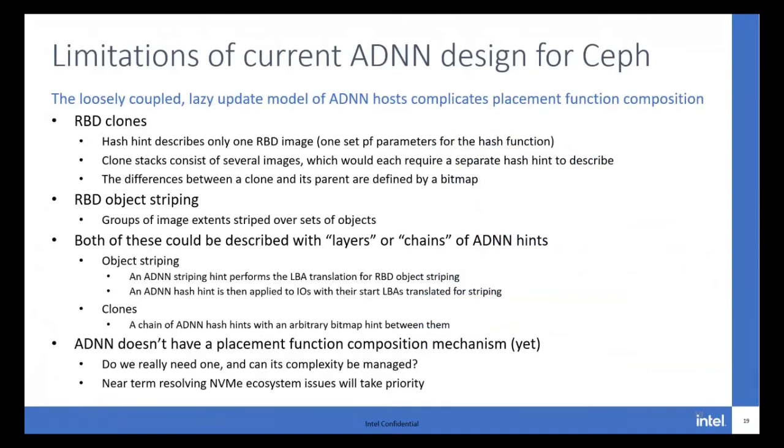Now, the bad news is it kind of gets worse. As you have all probably realized by now, this hash function only talks about the top of a clone stack, right? And not everything under it. So if you've got a clone that differs by one object from its parent, all the IO is going to go to the wrong place and Ceph's going to have to forward it, because ADNN doesn't know about that right now. If you decided to do striping over RBD objects, I don't know how popular that still is, but obviously that's not going to work here. But they could. Honestly, that might not be a big problem.